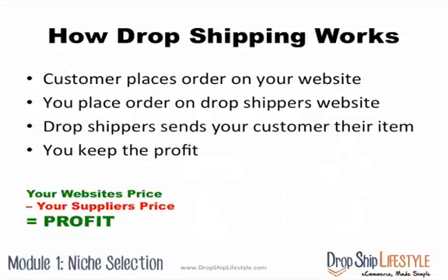The suppliers have to log in through a secure backend because you're an authorized retailer, and then you can see your wholesale prices and place the order. Once you do that, the dropship supplier is going to send the item to your customer. So it goes direct from them to your customer. You don't do anything. They handle the shipping, they handle all that.